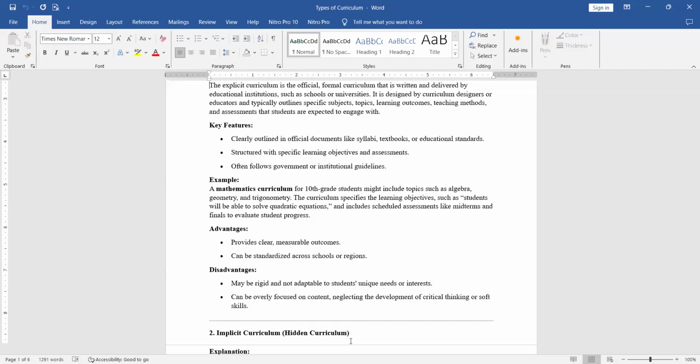Here is an example. A mathematics curriculum for 10th grade students might include topics such as algebra, geometry, and whatever. The curriculum specifies the learning objectives such that students will be able to solve quadratic equations, and includes scheduled assessments like midterm and final evaluation of students' progress. Right? Very clear measurable outcomes in the curriculum. There are very clear measurable outcomes.